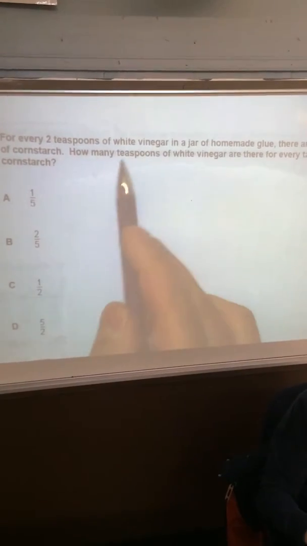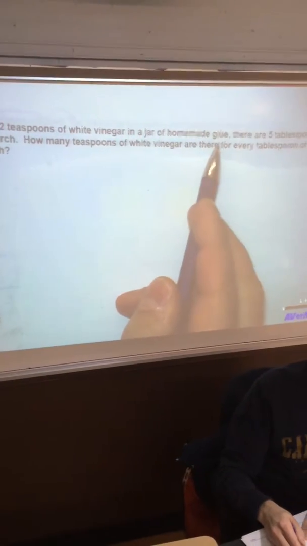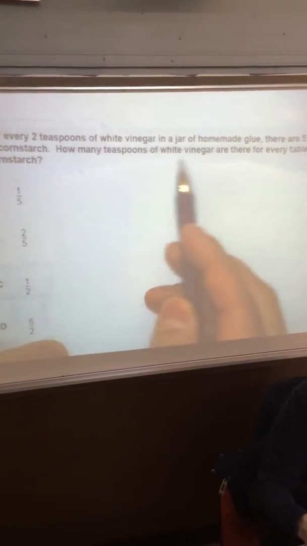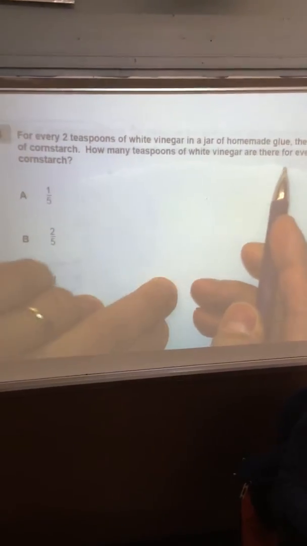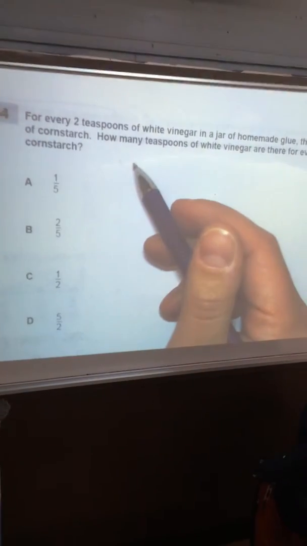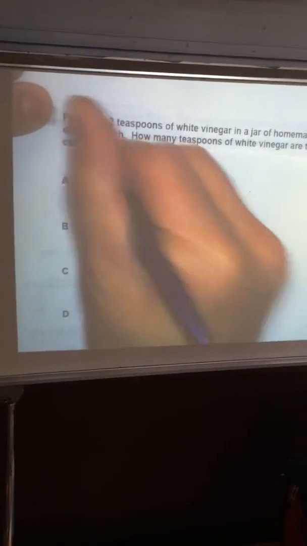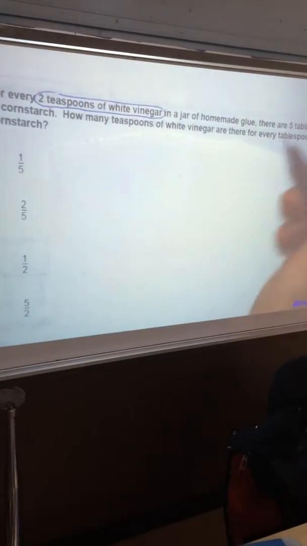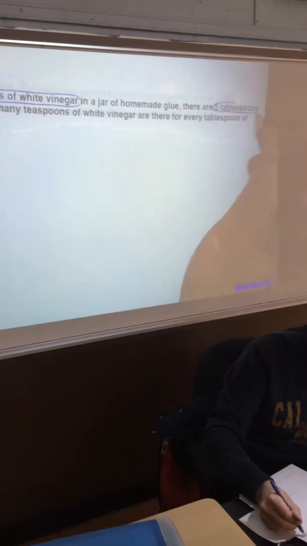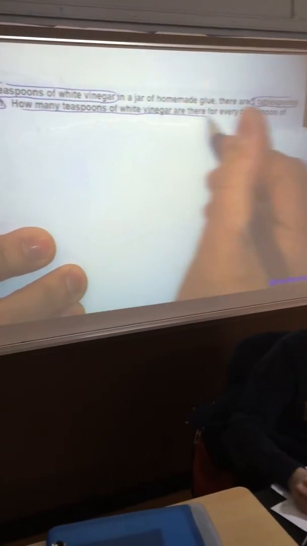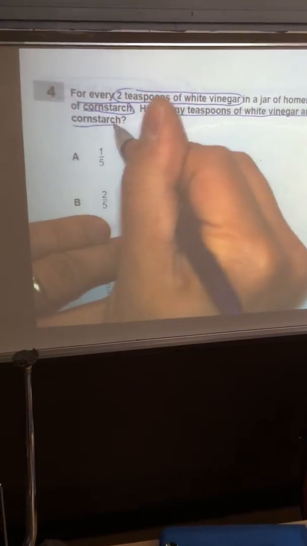For every 2 teaspoons of white vinegar in a jar of homemade glue, there are 5 tablespoons of cornstarch. How many teaspoons of white vinegar are there for every tablespoon of cornstarch? Okay, so I see a ratio relationship with this word for every. I see 2 teaspoons of white vinegar and 5 tablespoons of cornstarch. How many teaspoons of white vinegar are there for every tablespoon of cornstarch?